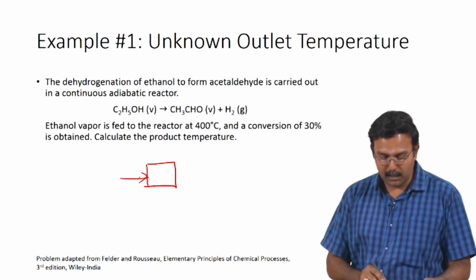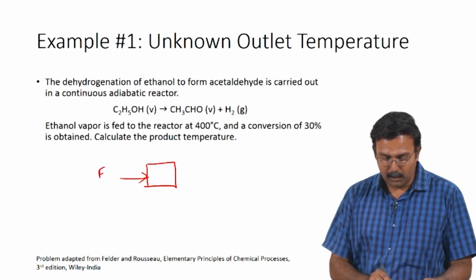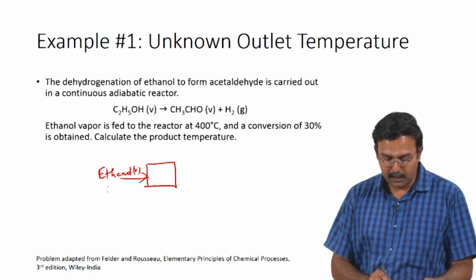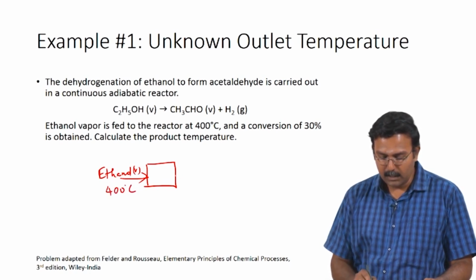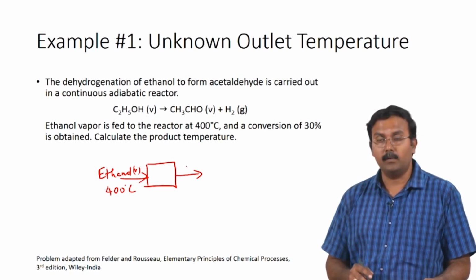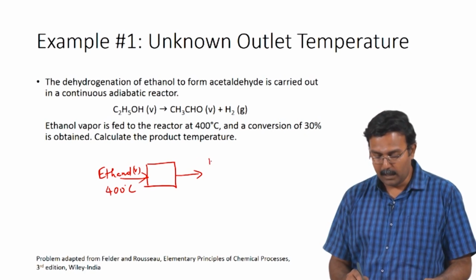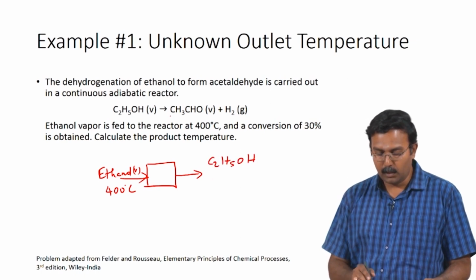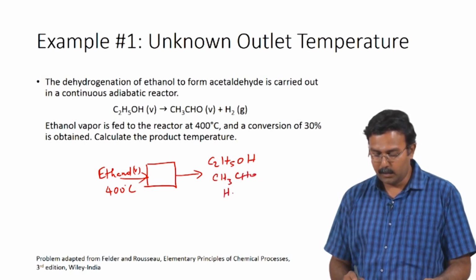So, let us assume that the inlet is only ethanol. So, you have ethanol vapor and it has been given that it is coming in at a temperature of 400 degrees Celsius, and you would have a product stream which would have unreacted ethanol. We know that the conversion of ethanol is only 30%, that means 70% of ethanol entering will actually be leaving the system. So, you would have ethanol which is C2H5OH, and you will also have the acetaldehyde which has been formed, CH3CHO, and hydrogen which has been formed.